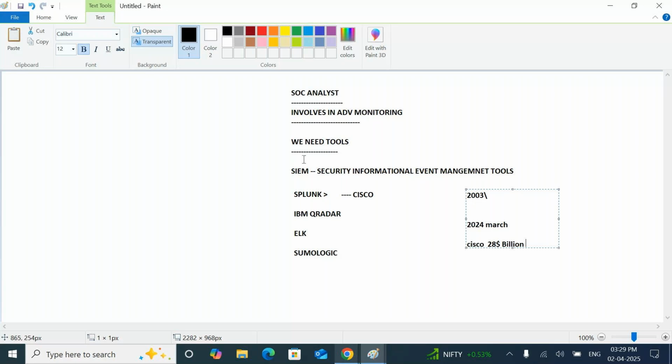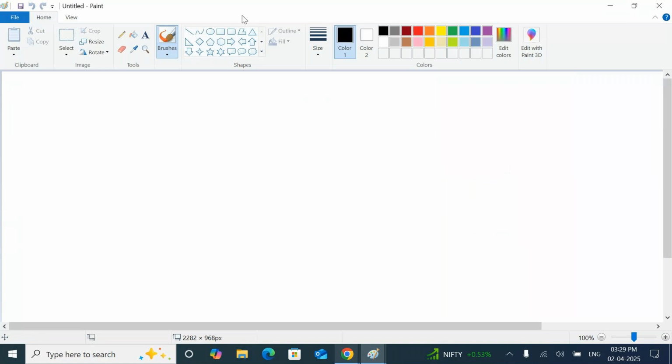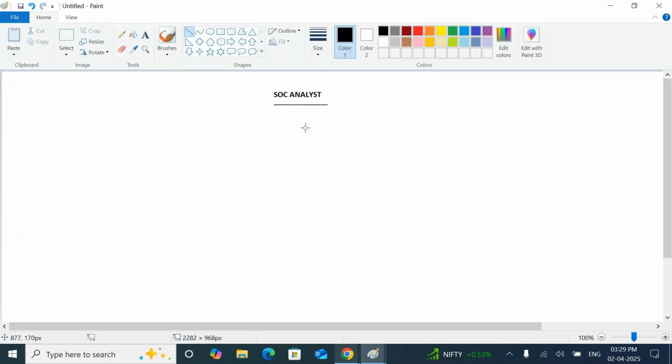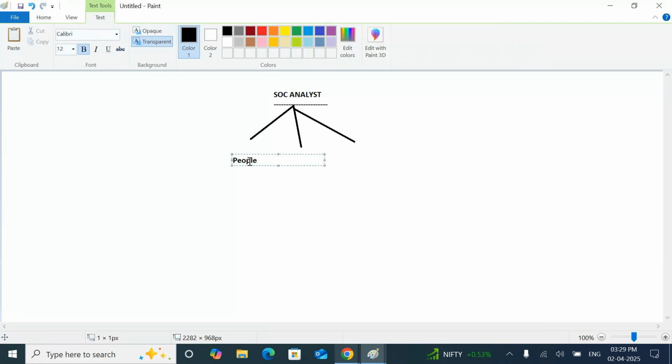So this is about SOC, sir. We are talking about SOC. A SOC analyst will depend on a total of three pillars. One is people, another is technology, and the third is process.